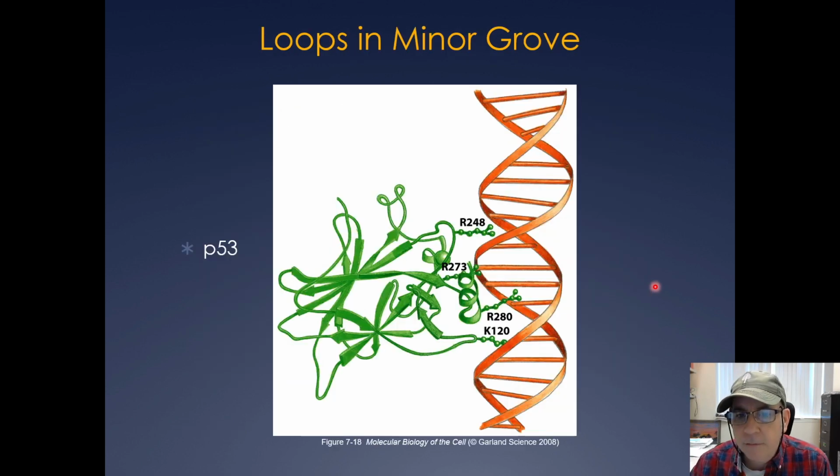And finally, you can have loops where you can get the interactions. So this is P53, one of the famous tumor suppressor genes, and not only do you have amino acids coming off one of the central alpha helices in the protein, but then you also have arginines in loop domains and lysines in the loop domains that can also then interact with the DNA.